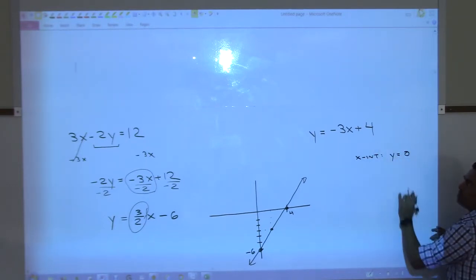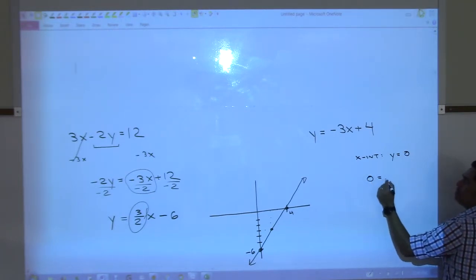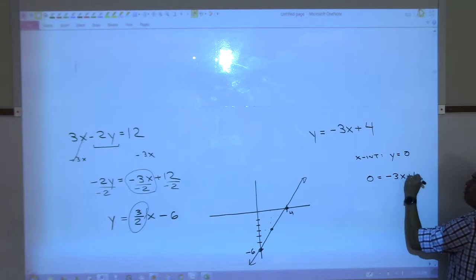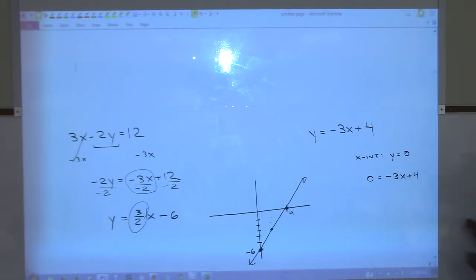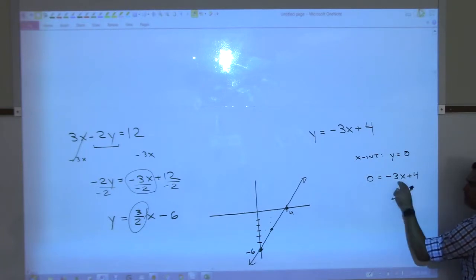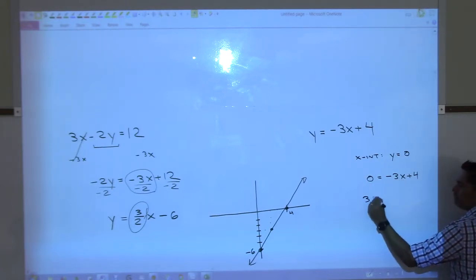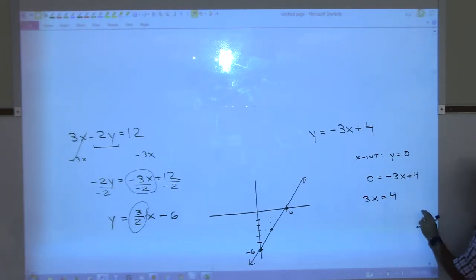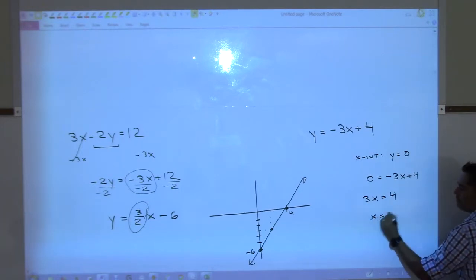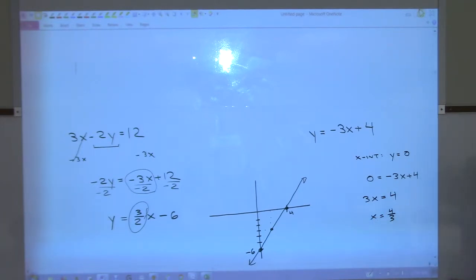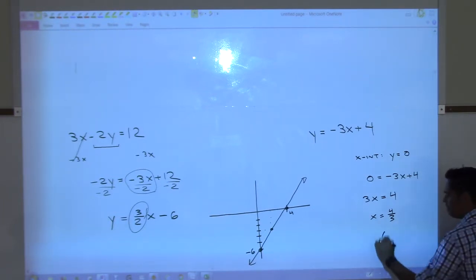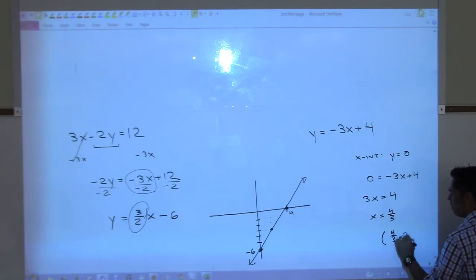If I set y equal to 0, what happens? 0 equals negative 3x plus 4, right? Like that. And now you're trying to solve for x. So I'm going to add 3x to both sides. And then divide by 3. That makes sense? But we get a fraction, which is kind of ugly, isn't it? But this is my x-intercept, 4/3, 0.